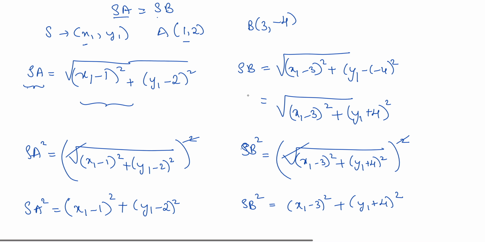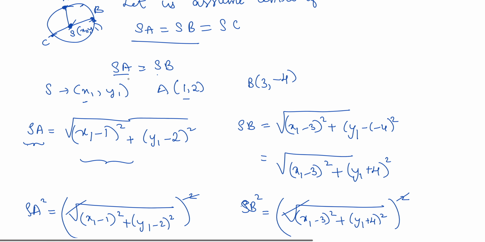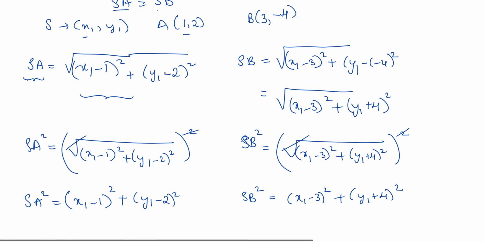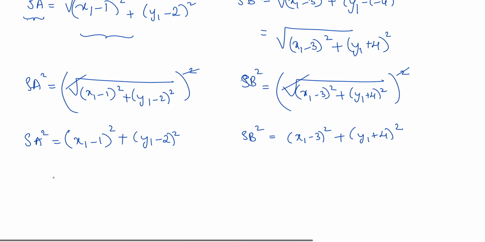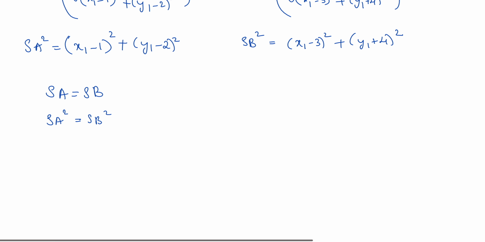So what was the first equation we thought to consider? It is SA is equal to SB. So let's equate SA and SB. If we square on both sides, SA square is equal to SB square. We know what SA square is. (x1 minus 1) whole square plus (y1 minus 2) whole square is equal to (x1 minus 3) whole square plus (y1 plus 4) whole square.